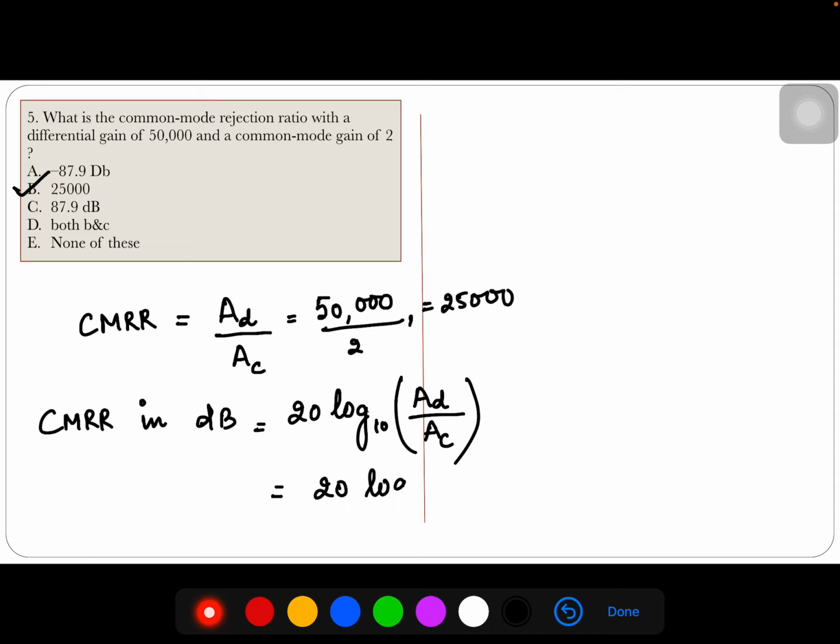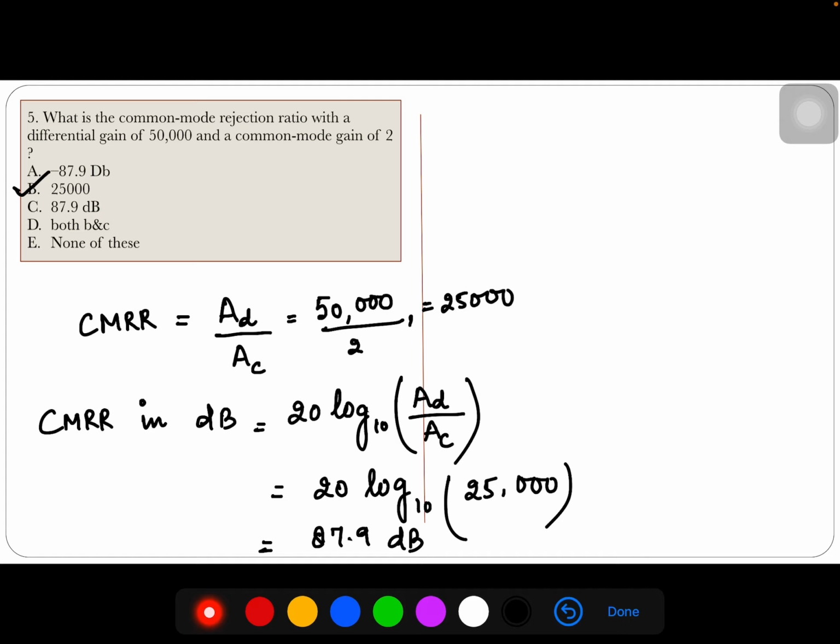So when you put 20 log base 10 of AD upon AC, you already calculated 25,000. Just take the log of this 25,000 first of all in your calculators by pressing the button LOG. Don't press the button ln because it has the natural base, that is e. But here you have base 10. So you have to use the button LOG in your scientific calculators. And when you multiply the answer after taking the log of 25,000 with 20, then you will get 87.9 dB. Kindly verify it. I have already verified it.